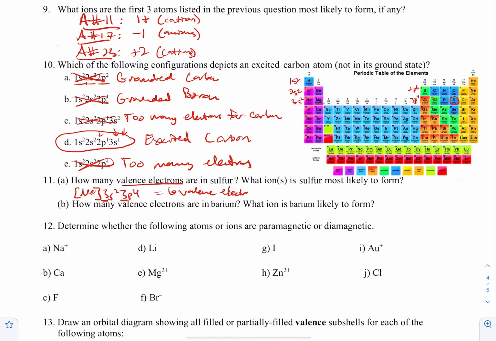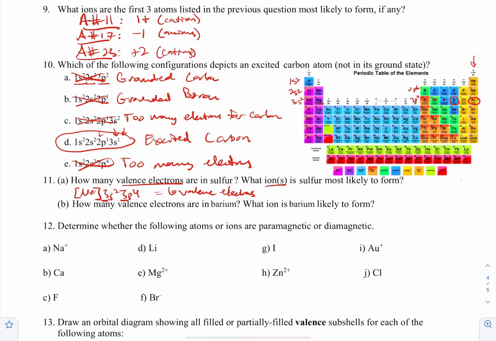Now, if you remember from the last video, what we're trying to do is get to the ideal octet, also called a noble gas configuration, because noble gases automatically have 8 valence electrons, which is why they're relatively unreactive. They don't like to give away or accept any electrons. They're happy where they're at. So how many valence electrons are in sulfur? We got 6. And so what ions is sulfur most likely to form?